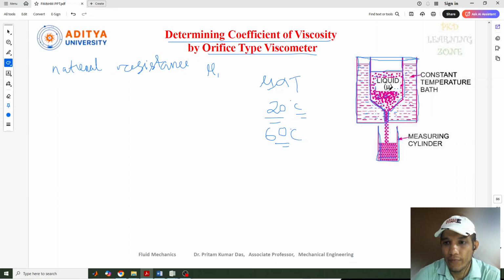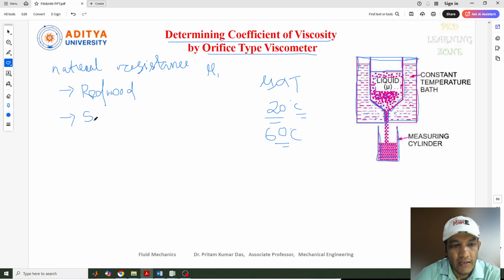So this is one type of viscometer. I'll tell you which kind of viscometer this is. This viscometer is of several types. One is known as the Redwood viscometer, and next we have the Saybolt viscometer. The Redwood viscometer we also used to call the Engler viscometer.